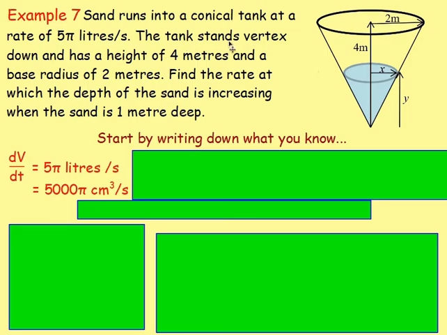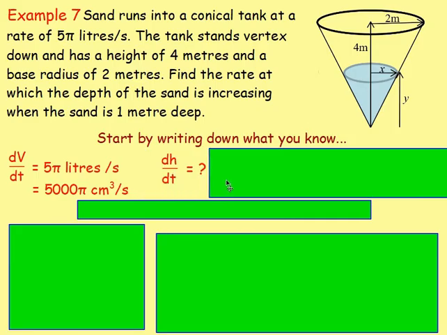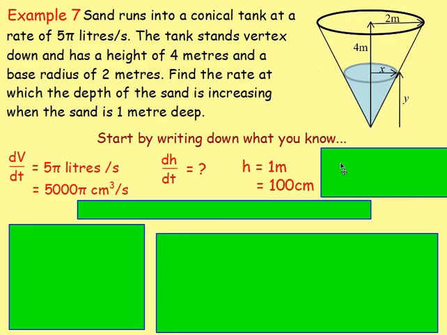Again, if you read the question, we know this cone has a height of 4 metres, it's got a radius of 2 metres, and what we want is the rate at which the depth of the sand is increasing. Because it's talking about the depth of the sand, that will be the height of the sand that's in it. And that will be changing again with respect to time. So dh by dt is what we want to find. We are wanting to find it when there is a height of 1 metre of sand. So we know the height is going to be 1 metre, and again, I'm just going to put that into centimetres.